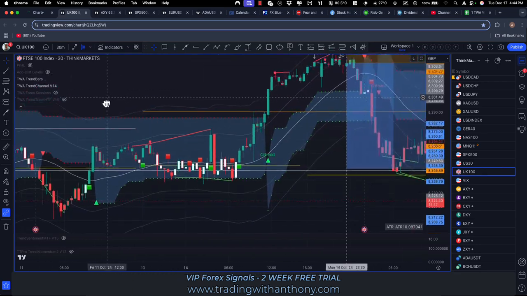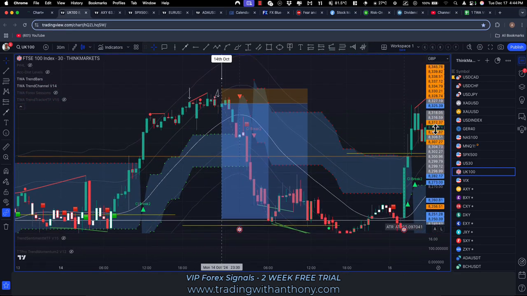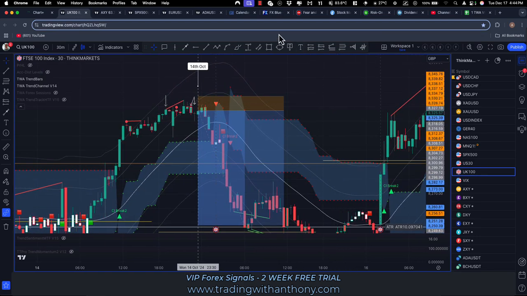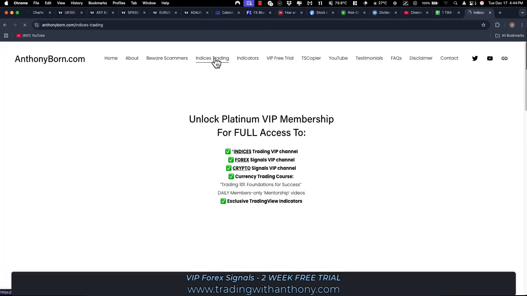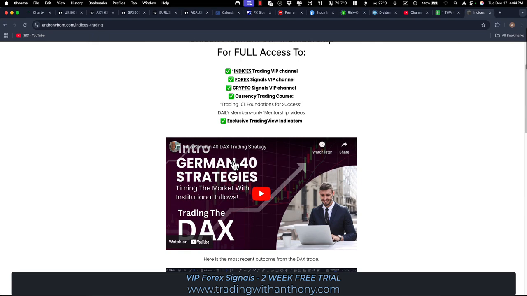Now we have another one of these. It's similar to this, somewhat different in terms of the type of funds that are moving into the market, but we have a DAX trade that we can take on a monthly basis. If you go to my website, Indices Trading, you'll see there's a video on the German 40.